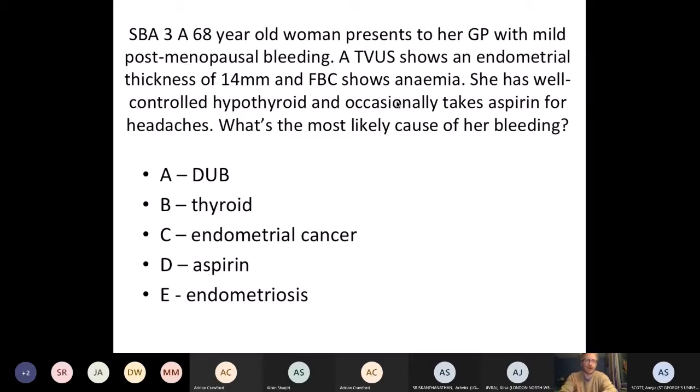Okay, so it looks like half of the people went for endometrial cancer and half of the people went for DUB. Fair enough. So things like well-controlled hypothyroid and the aspirin are sort of red herrings, not to pay too much attention to. The key thing you need to notice is that she's 68, she's got postmenopausal bleeding, and she's got an endometrial thickness of 14 millimeters. So 14 millimeters is much thicker than it should be and suggests that there's some abnormal endometrial growth there. So endometrial cancer would be the thing that you'd be worried about here.